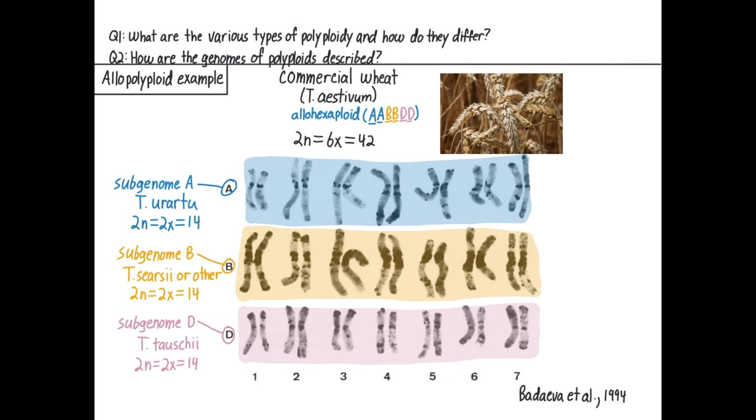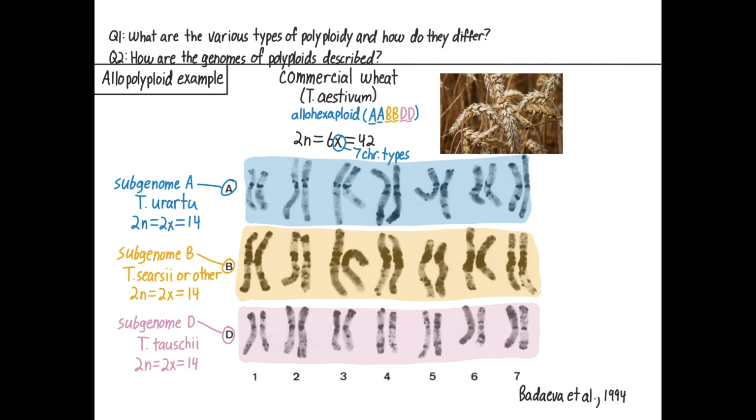Another way to think about it is each diploid species that contributed its chromosomes to the hexaploid had 2 of each chromosome type, 2 chromosome 1s, 2 chromosome 2s, and so on. So that the hexaploid has 6 of each chromosome type, 6 chromosome 1s, 6 chromosome 2s, and so on. 6 of each chromosome type times 7 chromosome types, numbered 1 through 7, equals 42 total chromosomes.